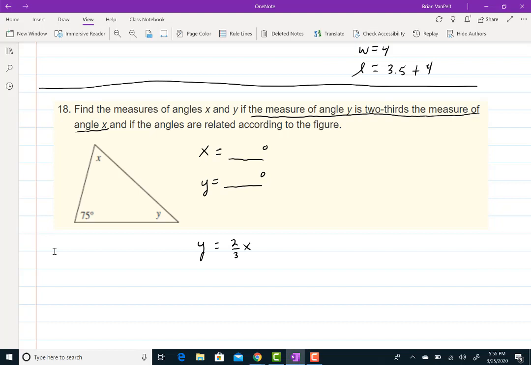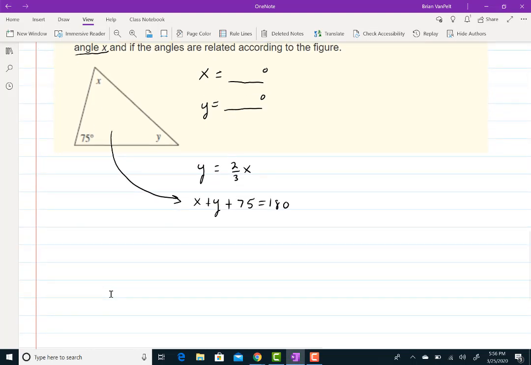Now the second equation, where does that come from? Well, it comes from the triangle itself. You must know that if you add up all the angles, then you'll have 180 degrees. So from the triangle itself, we get the second equation, x plus y plus 75 equals 180.